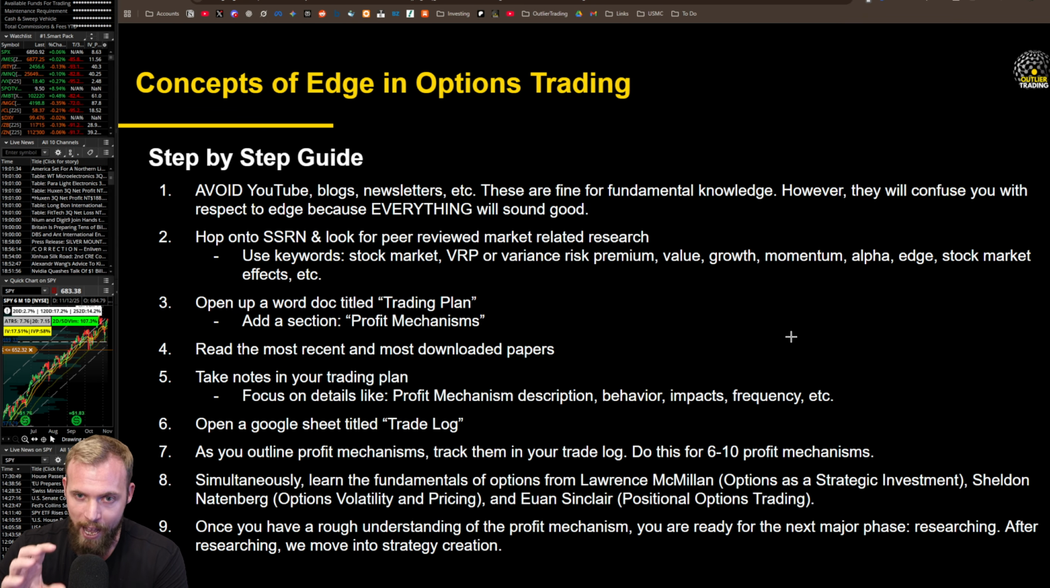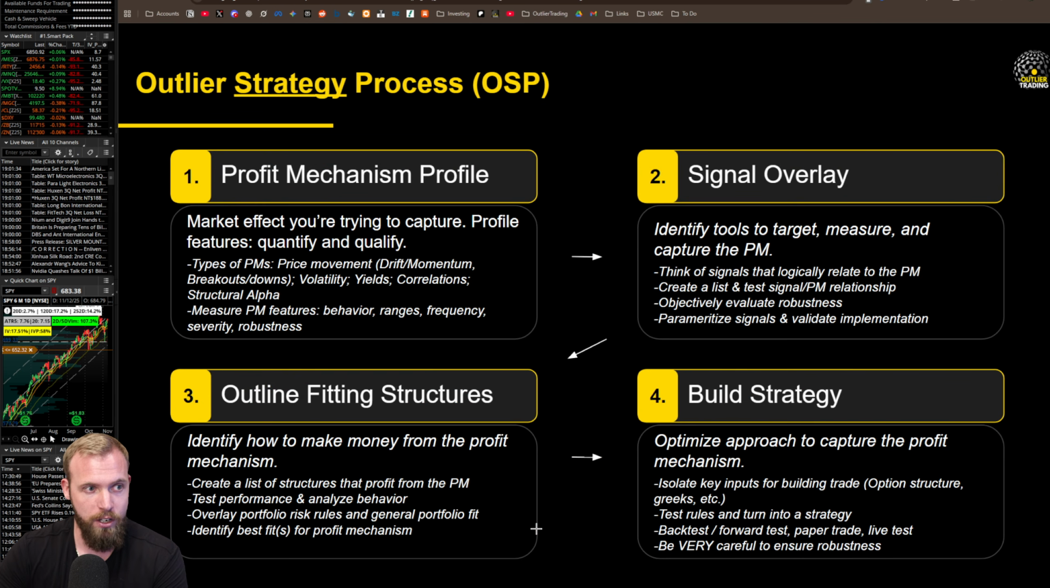Once you have this understanding, then you can go into the deeper layer of research. This is, again, back testing, forward testing, live testing, so that you can quantify things. Then from here is when you actually start building strategies. I have a video called the Outlier Strategy Process. It gives you the exact framework to leverage to take the information that you just learned, which is baked into this process, and then to action on it.